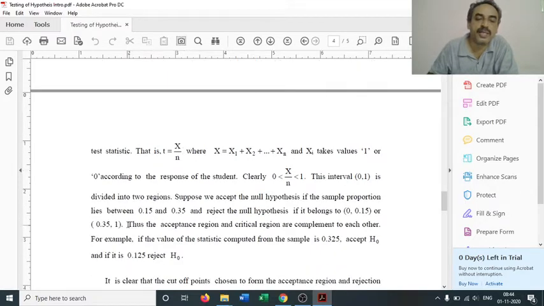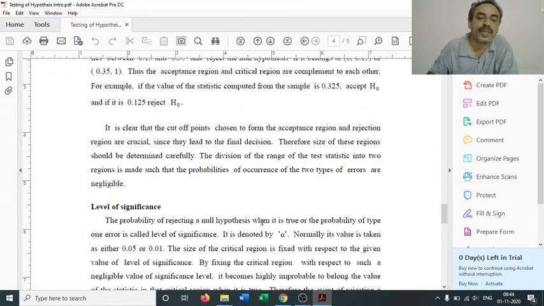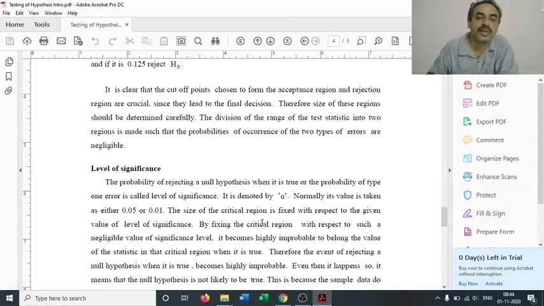Here we have taken one example, 0.15 to 0.35, as the range in which we accept the hypothesis. So the complement of this section, that is 0 to 0.15 and 0.35 to 1, will be considered as the rejection region. So there may be a question: how do we set the interval for accepting, and how do we set the interval for rejecting? It is based upon certain statistical devices again. So that's about critical region and acceptance region.